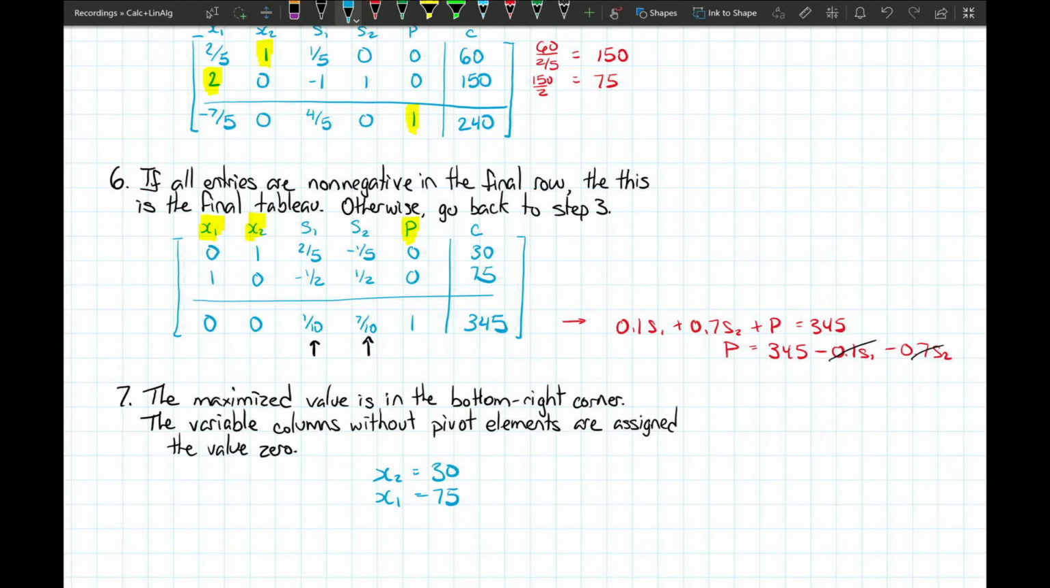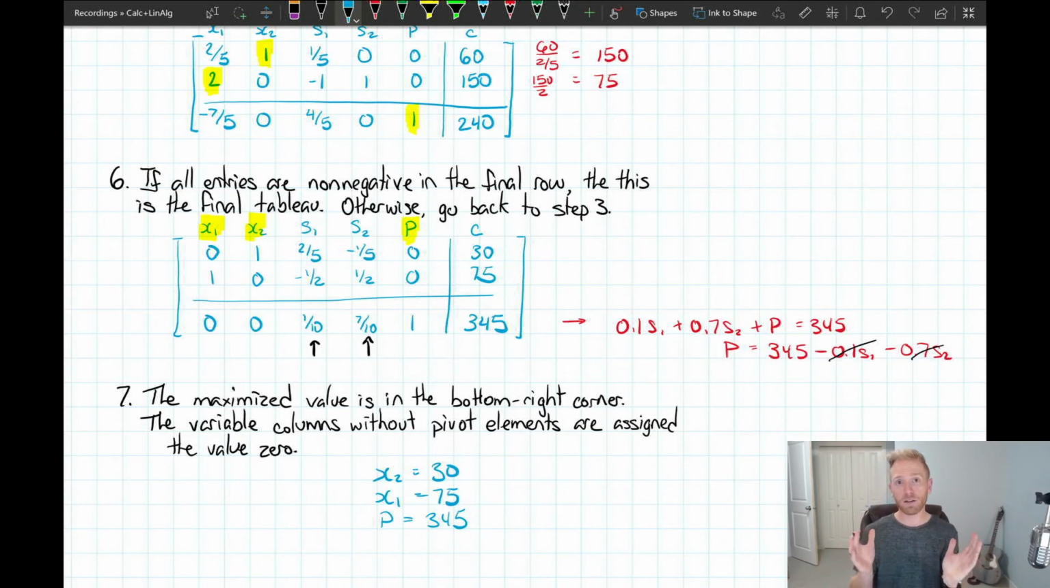The optimal value of P is on the bottom row, where the objective function is. S1 and S2 are both equal to 0, so we just simply have P equals 345. The maximized value is just in that bottom right-hand corner. Now, it's worthwhile noting that in this example, the two slack variables end up not being in the solution. That's not always going to be the case. It really depends on what the restrictions are, especially when we start increasing the number of variables.